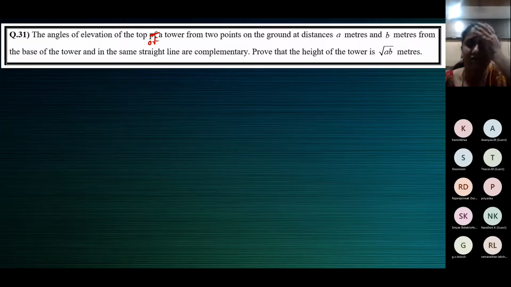If they're on the opposite sides, it will be given. If the 2 points are on the opposite sides, it should be given to you. If nothing is mentioned, the assumption is they are on the same side. The 2 points are on the same side.